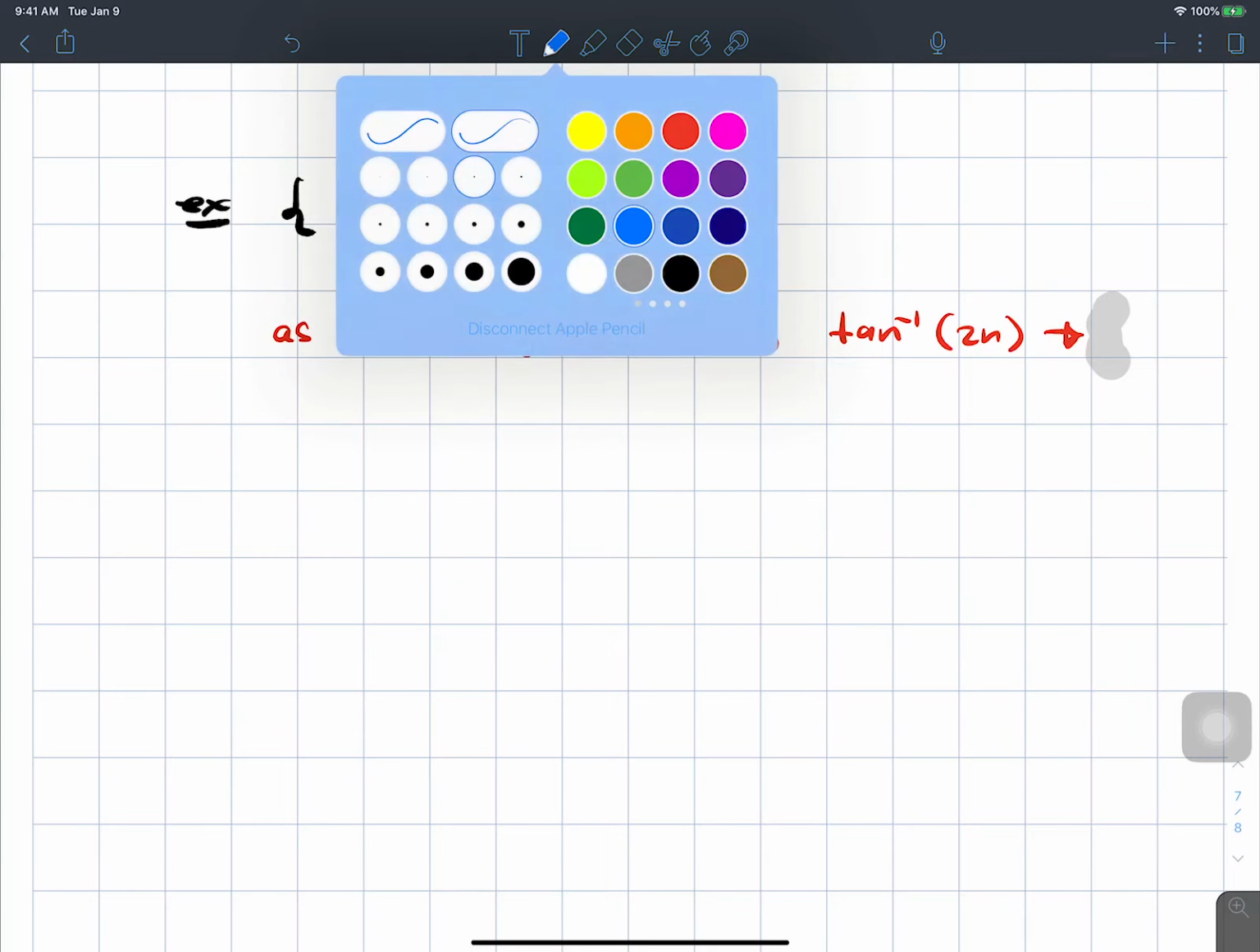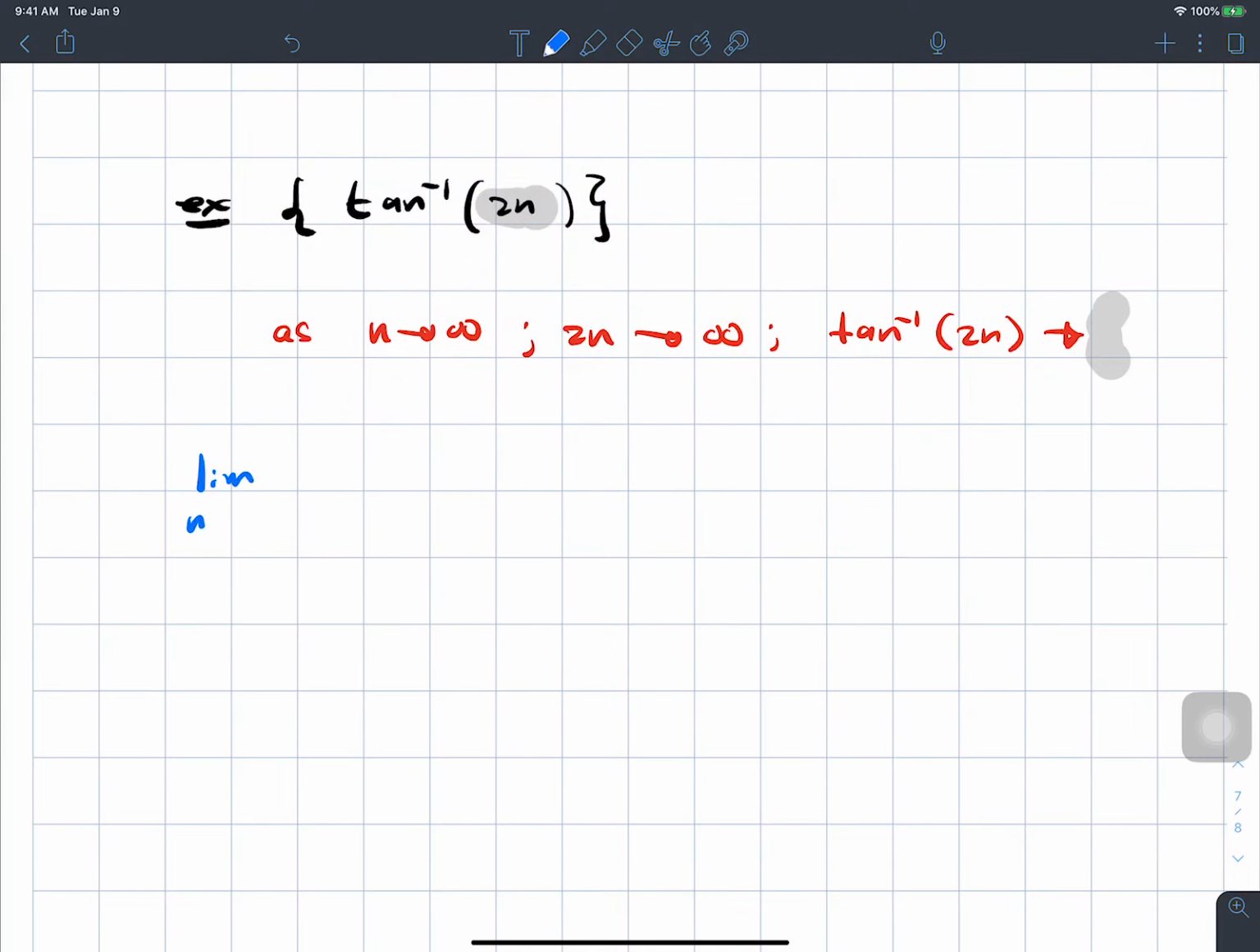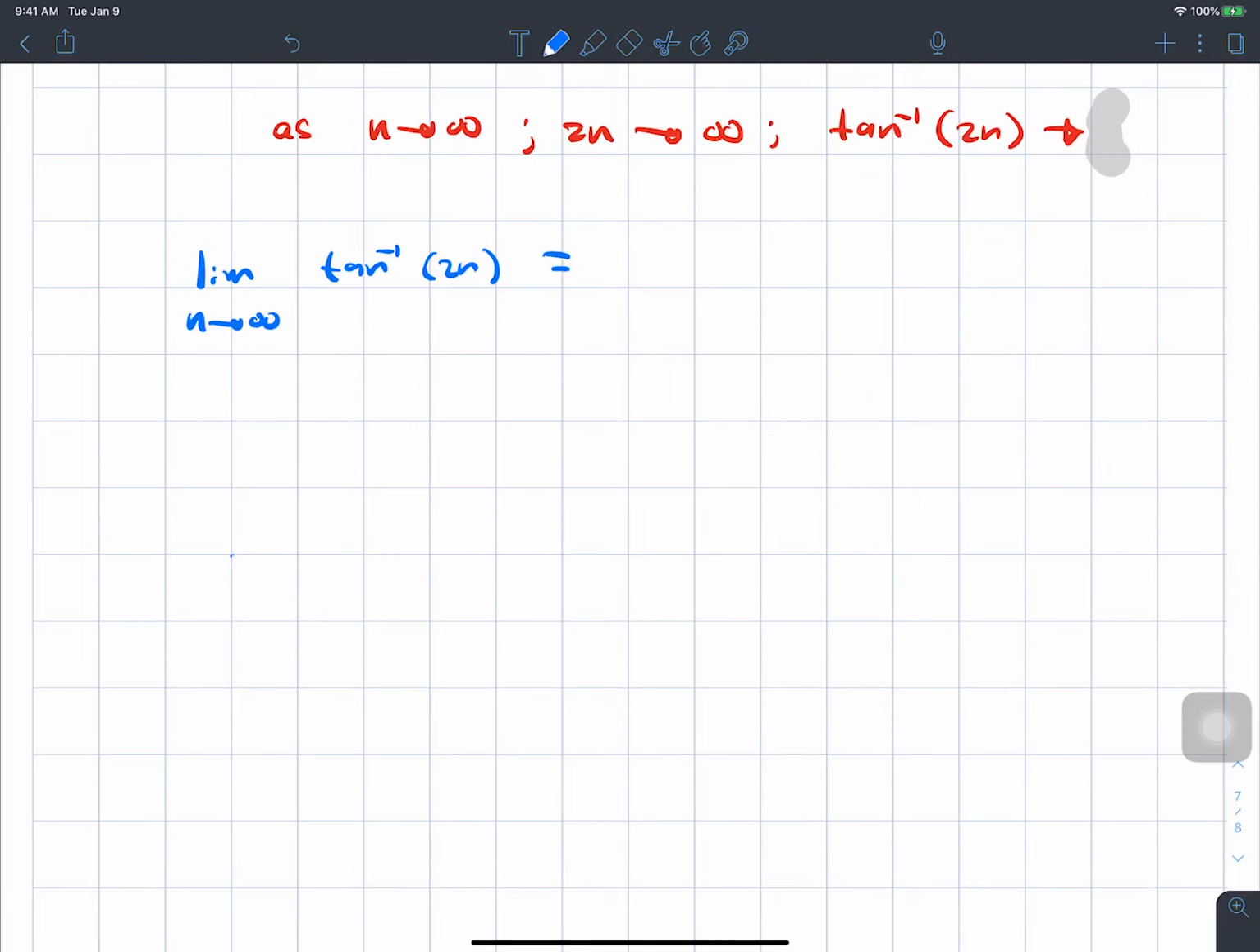And say, okay, limit n gets big, inverse tangent of 2n, inverse tangent of limit of 2n, right? This is what we're looking for. I think here's what you want to think about. Go back, consider the graph. Consider that curve.